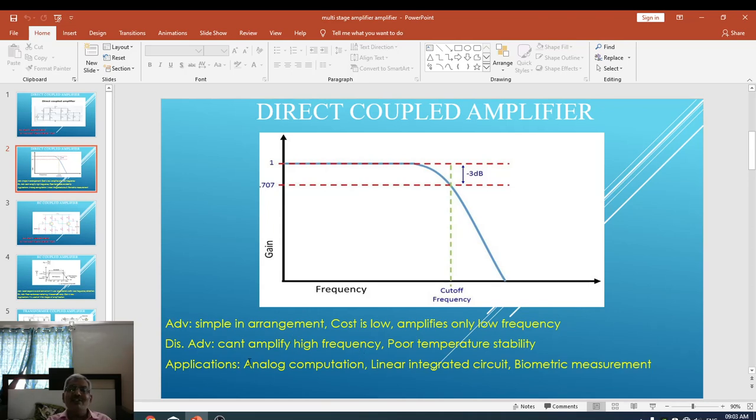Whereas applications, it can be used in analog computation. Means in analog measurement, if the analog signal is required to be amplified, then this amplifier is best suited. It is used in linear integrated circuits. Whenever integrated circuits are going to be designed, then direct coupled amplifiers are preferred. It is also used in biometric measurement. Biometric measurements mean medical applications especially.